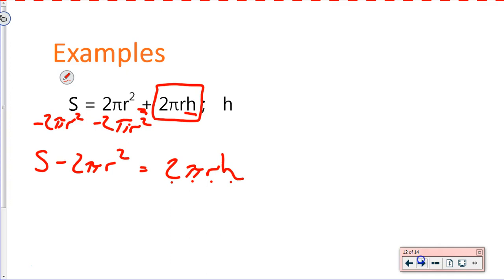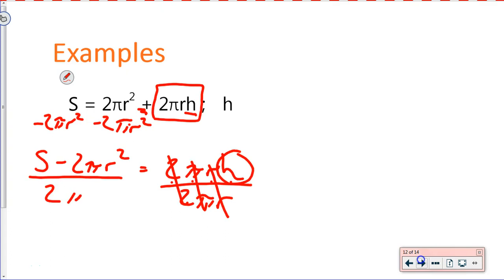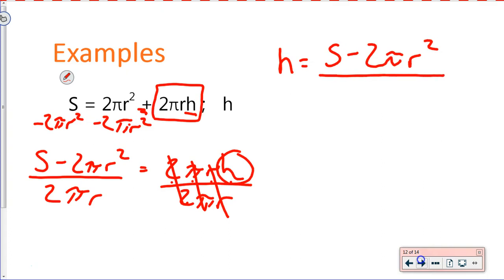Yay! So we're going to go ahead and divide. So I want to leave h alone. So I'm going to divide 2 pi r on both sides. Okay, so again, these cancel each other out. We're left with h, and we are going to divide 2 pi r on that side. And now we're done. We have h by itself, and we're going to rewrite it in a nice pretty form. S minus 2 pi r squared divided by 2 pi r.